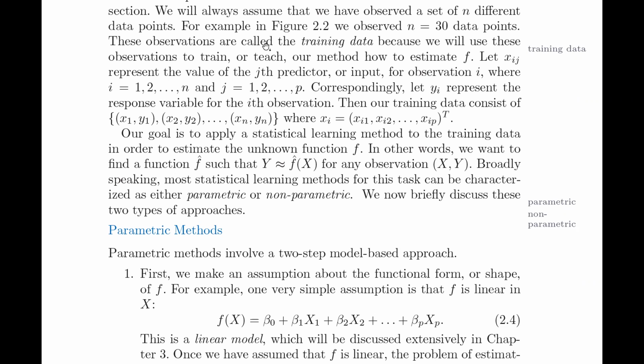These observations are called the training data, self-explanatory, because we will use these observations to teach the method that we're using, so think linear regression, for example, how to estimate F. Now, it's a two-dimensional array over here. Think of just a rectangular block of data in Excel, where each i represents a row, and within each i, we have j.